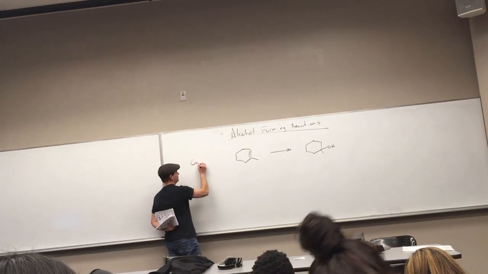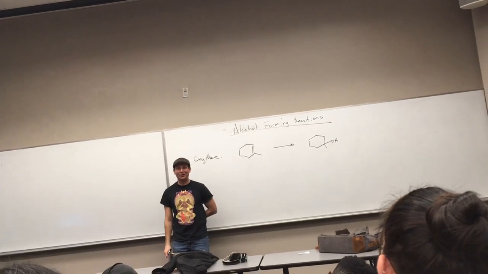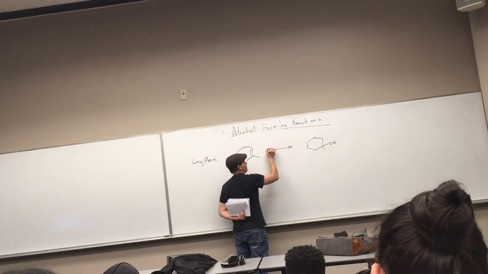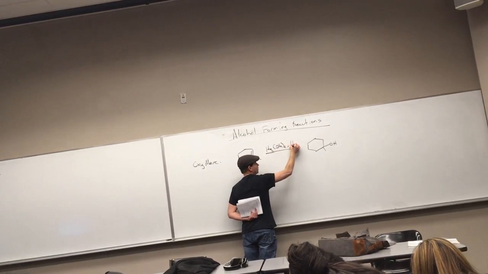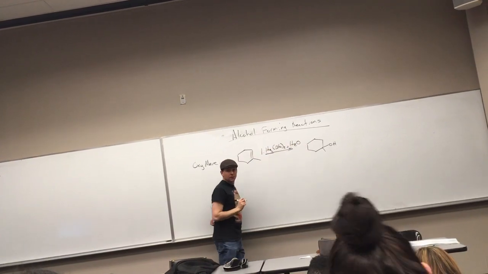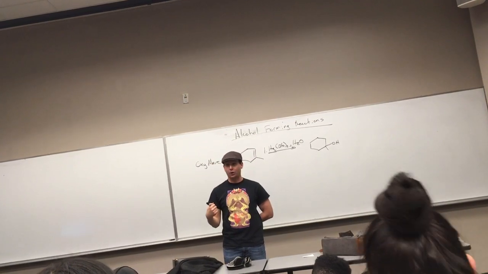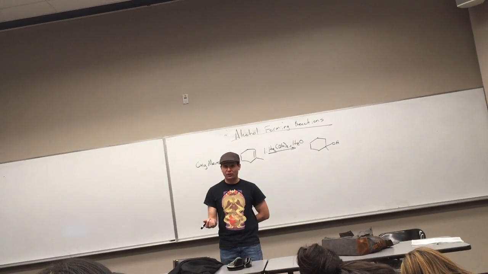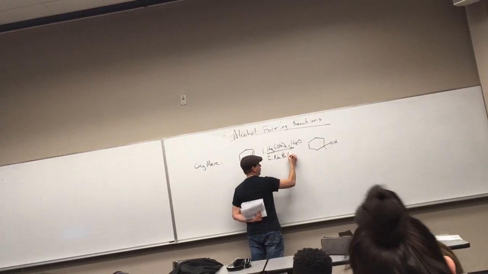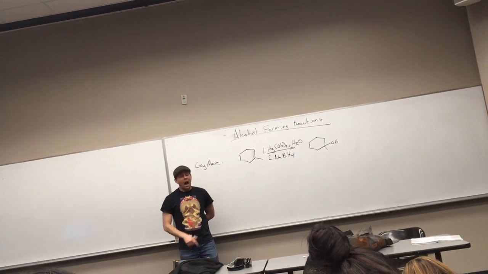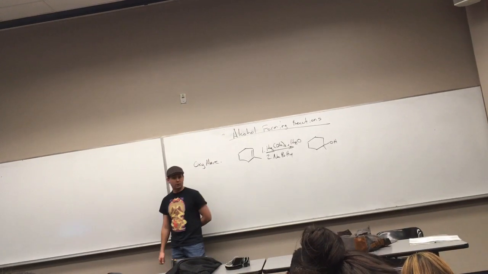Oxymercuration. What are the reagents for oxymercuration? Mercury acetate in water as step 1. That forms my alcohol, but the mercury will still be attached to my molecule. So I have to do the demercuration step, which is NaBH4, sodium borohydride.